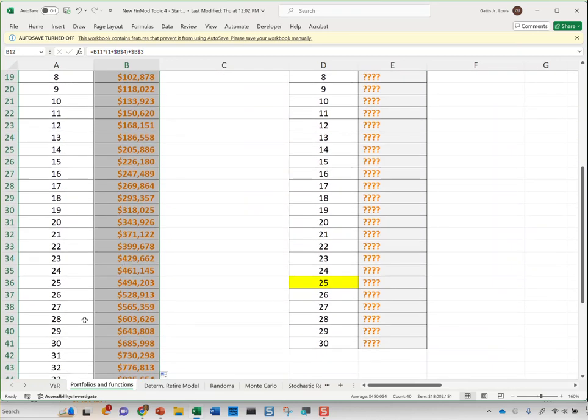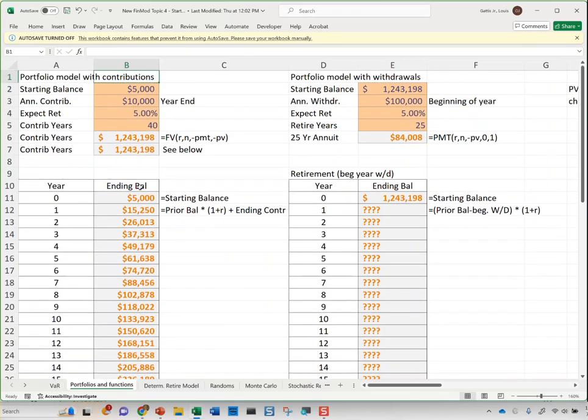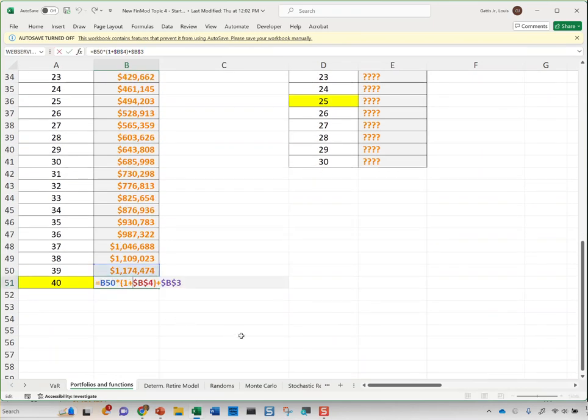and you can see that my portfolio is growing every year, and after 40 years, in the 40th year, I have 1.243 million, 1,243,198.